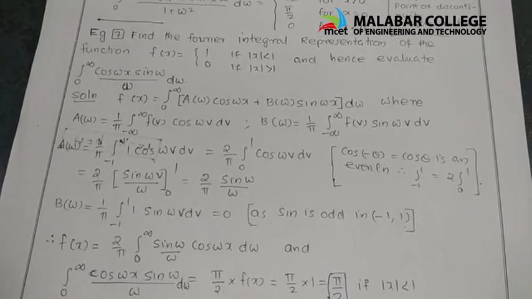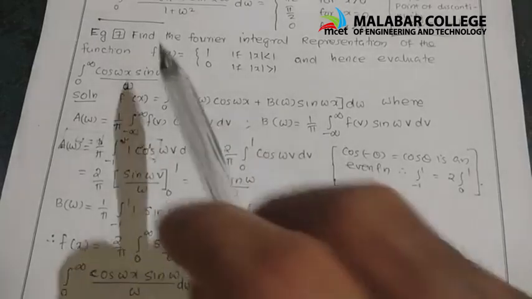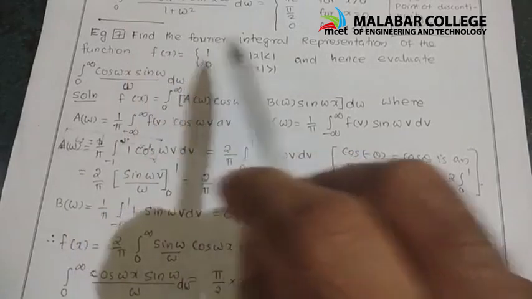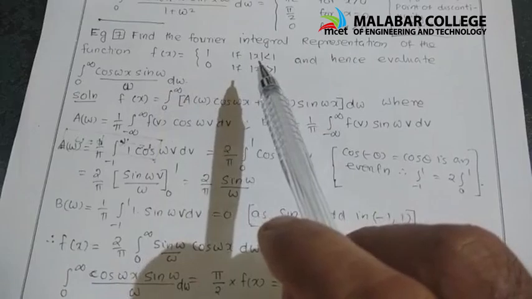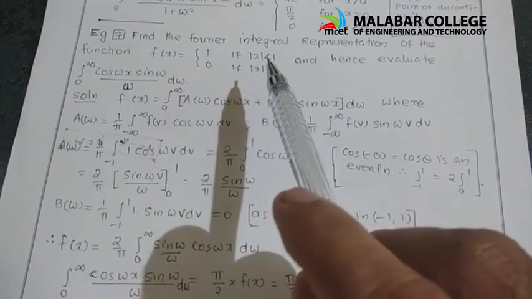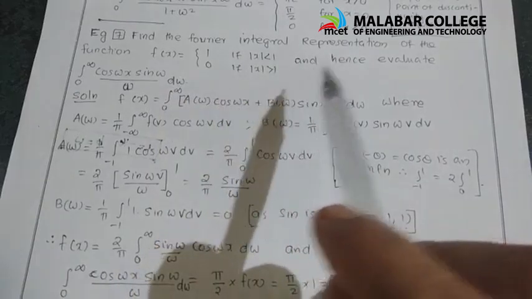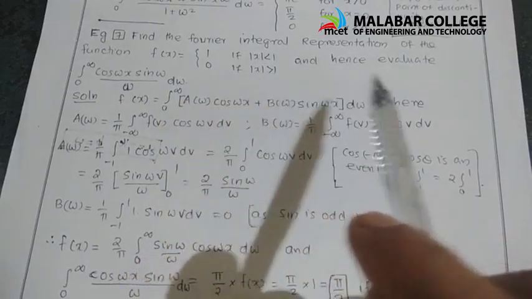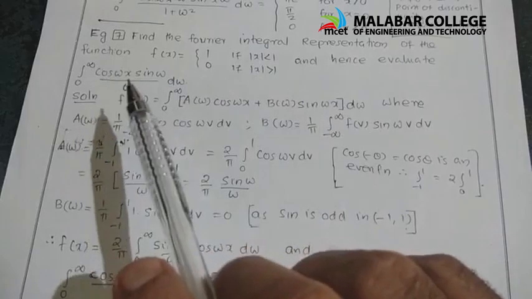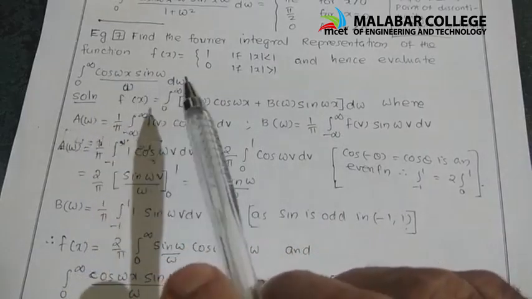I continue the class on Fourier integral and transforms. Next I am taking: find the Fourier integral representation of the function f of x equal to 1 if mod x less than 1, which means minus 1 less than x less than 1, and equal to 0 if mod x greater than 1, and hence evaluate the integral from 0 to infinity of cos omega x sin omega by omega d omega.